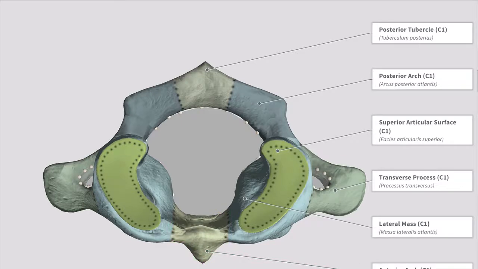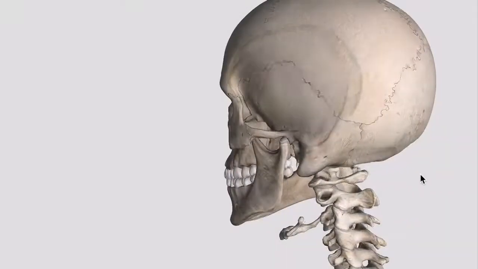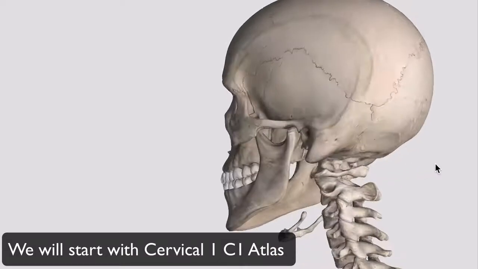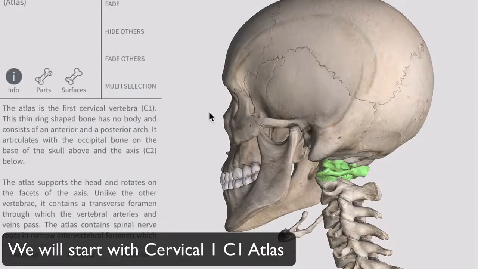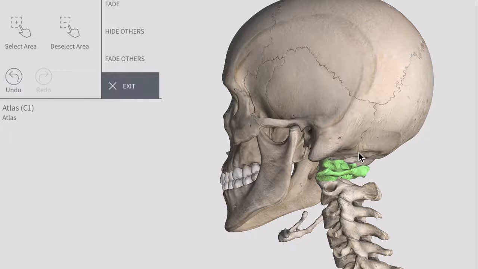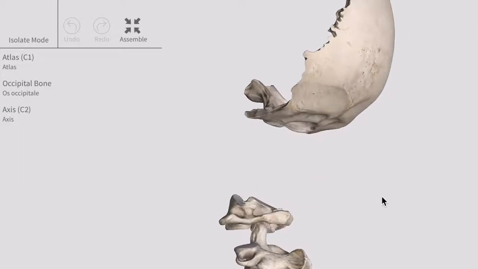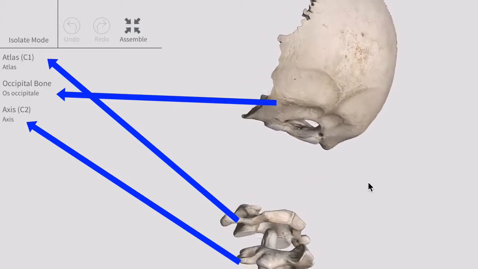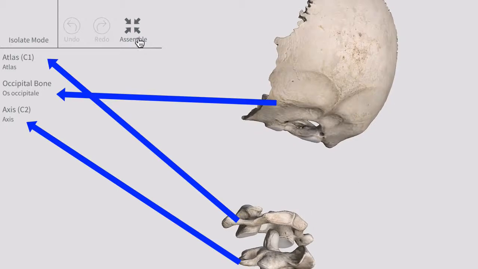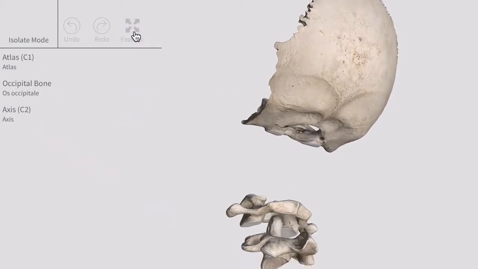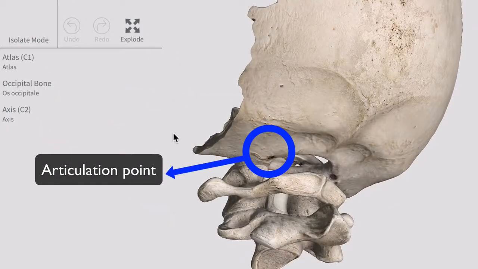This is basically a superior view. Just to get the idea, we'll start with cervical C1, the atlas, in a bit of detail. If you were to highlight the occipital bone, you can see the articulations that C1, the atlas, has. It articulates with the C2 axis on the bottom and the occipital bone on the top. When you assemble them together, this is how they come along and attach. The articulation point.